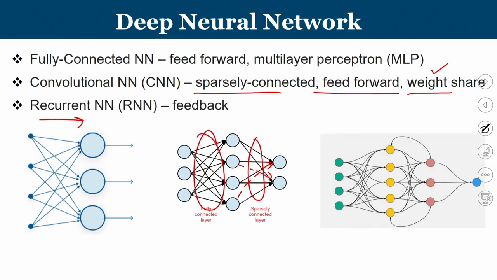And the last one is known as recurrent neural networks, where there exists a feedback. Some layers are giving their output to the previous layer to perform an operation. So, these are all different ways in which the neurons are organized. You have a fully connected neural network, a sparsely connected neural network, and then a recurrent neural network where there is a feedback channel to the previous layers.